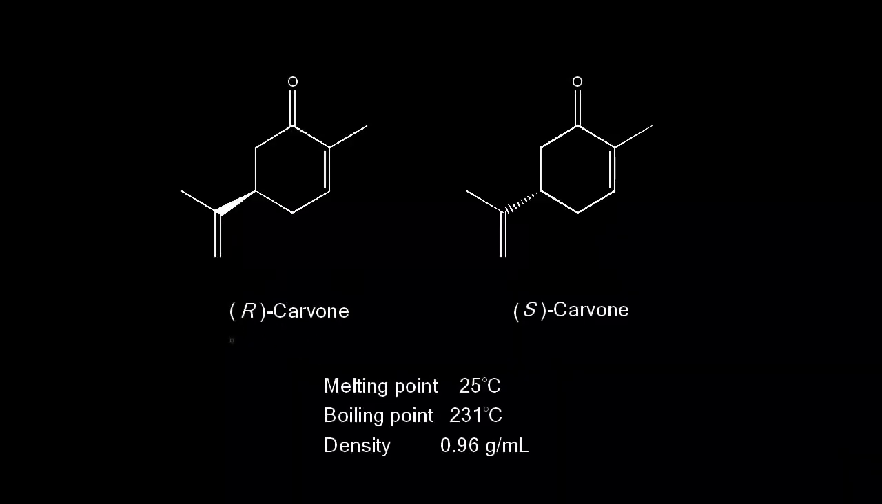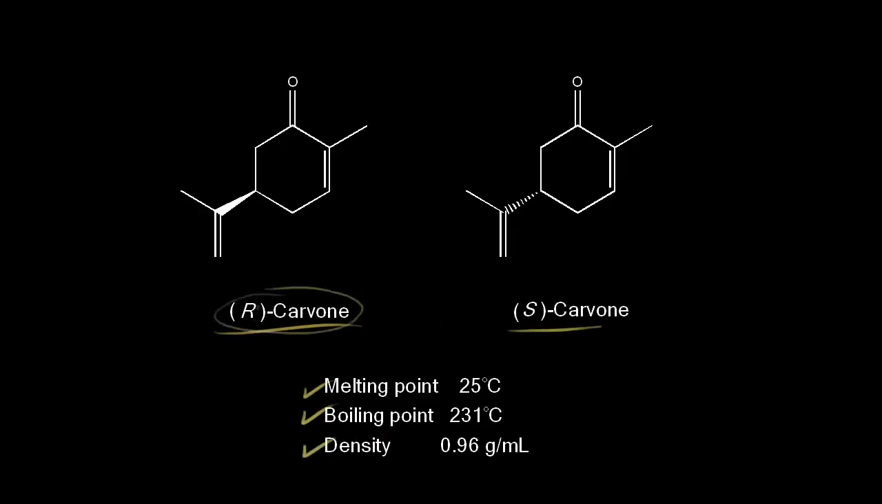Here we have a pair of enantiomers. On the left we have R-carvone, and on the right we have S-carvone. Both of these compounds have the same melting point, the same boiling point, and the same density. However, there are a few important differences.